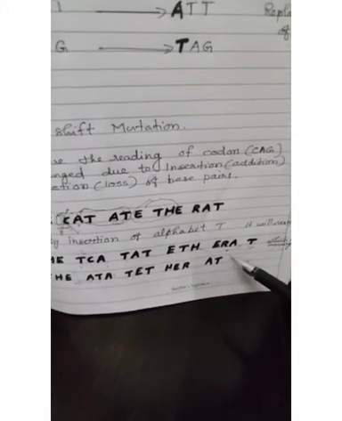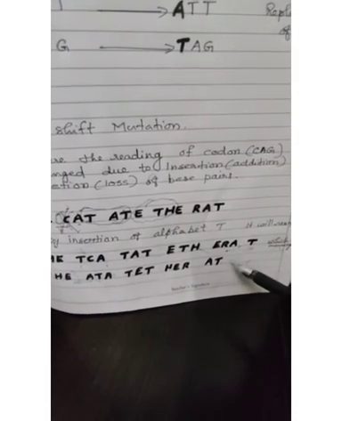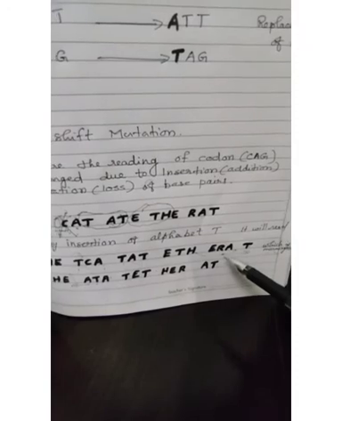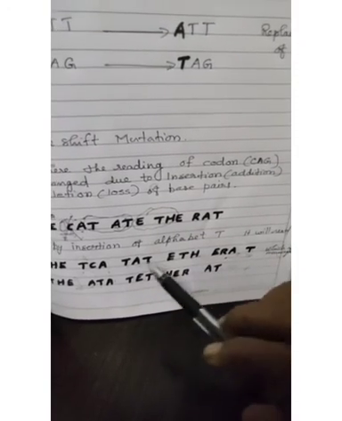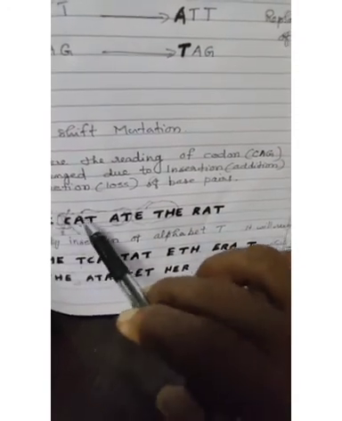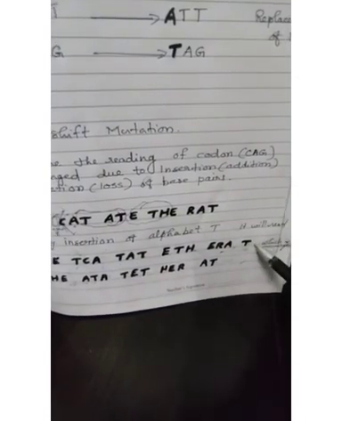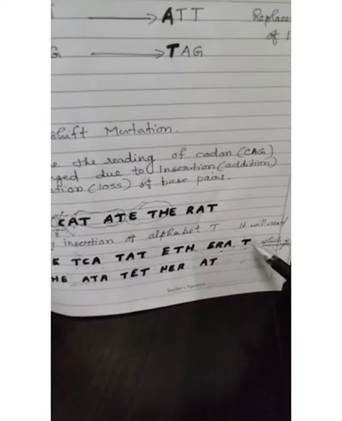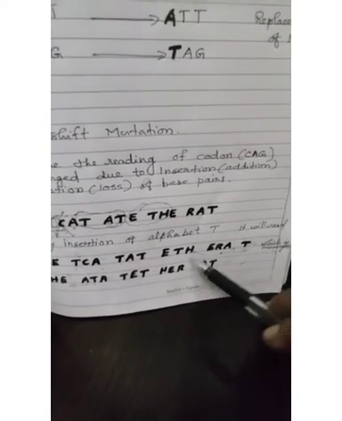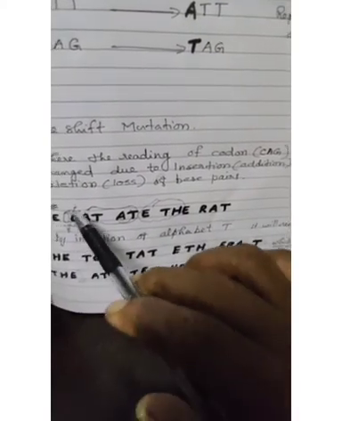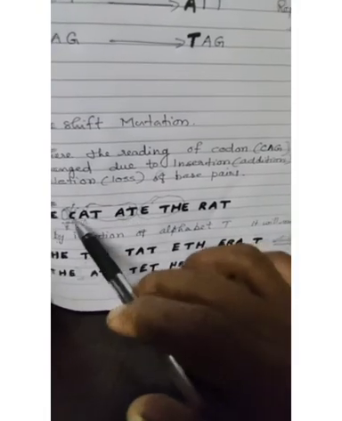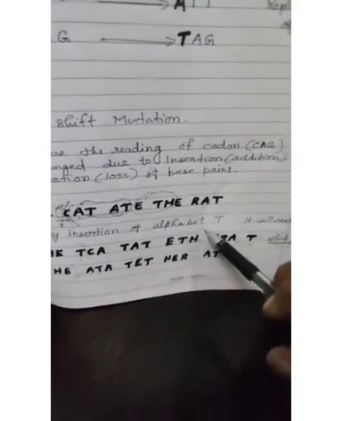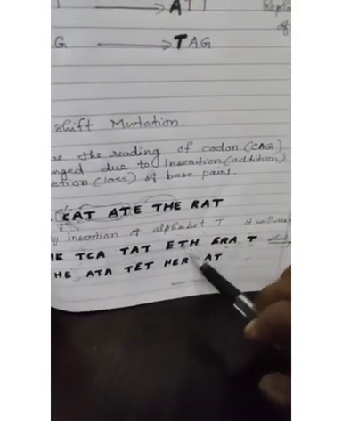So, the insertion, addition of one or more nucleotides shifts the reading nucleotide frame in the forward direction. Here, the change is in the forward direction, and deletion will cause the backward direction. Here deletion, the change occurs in the backward direction. Addition, the change occurs in the forward direction.